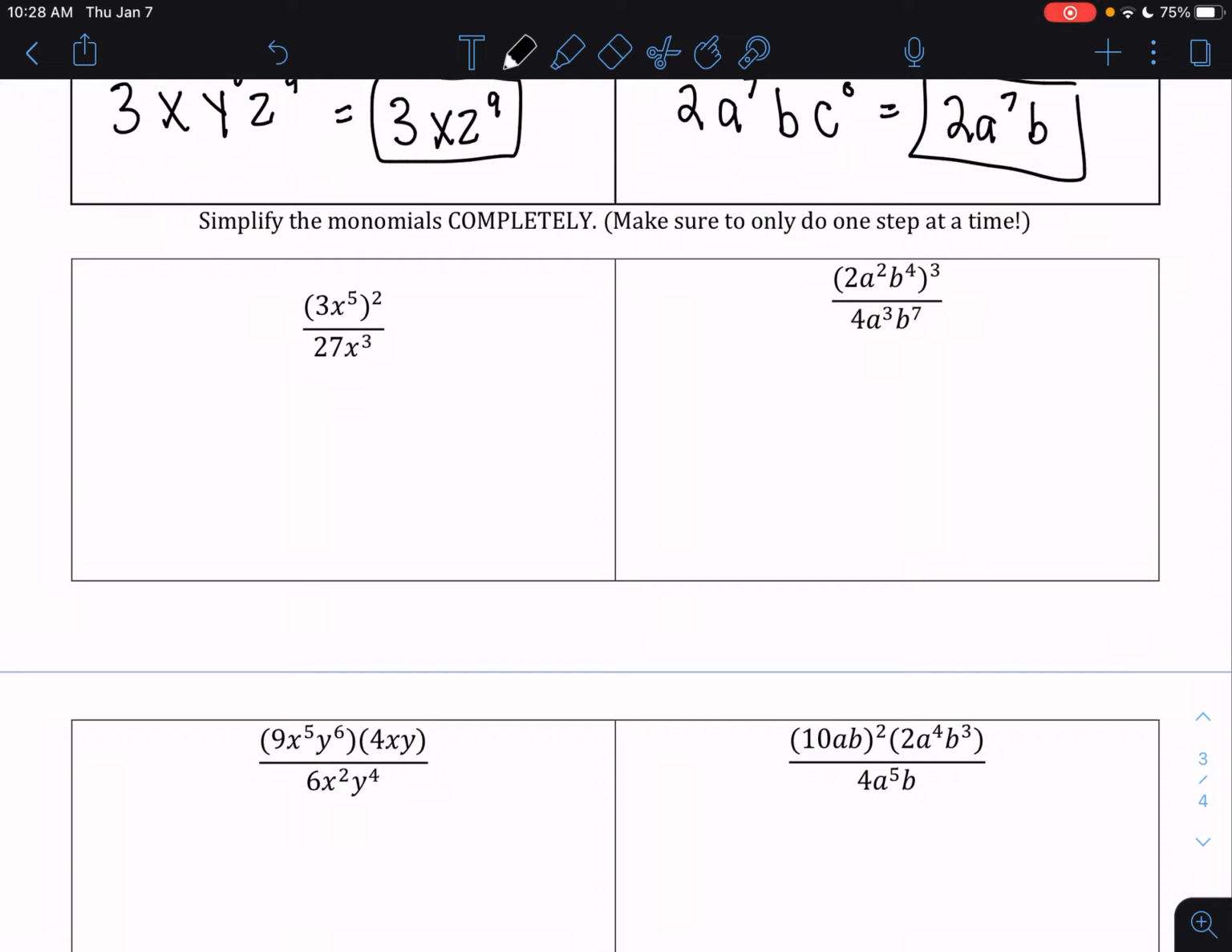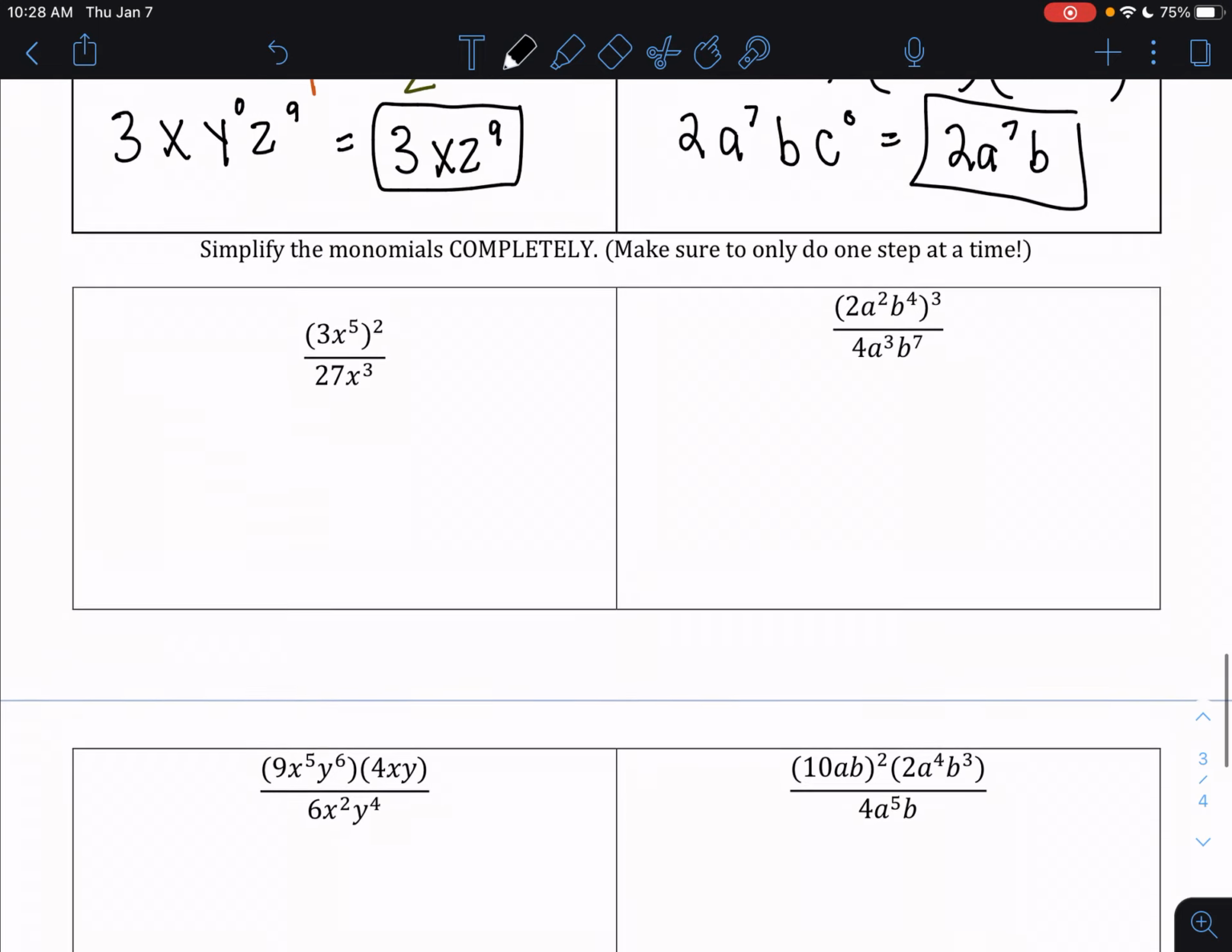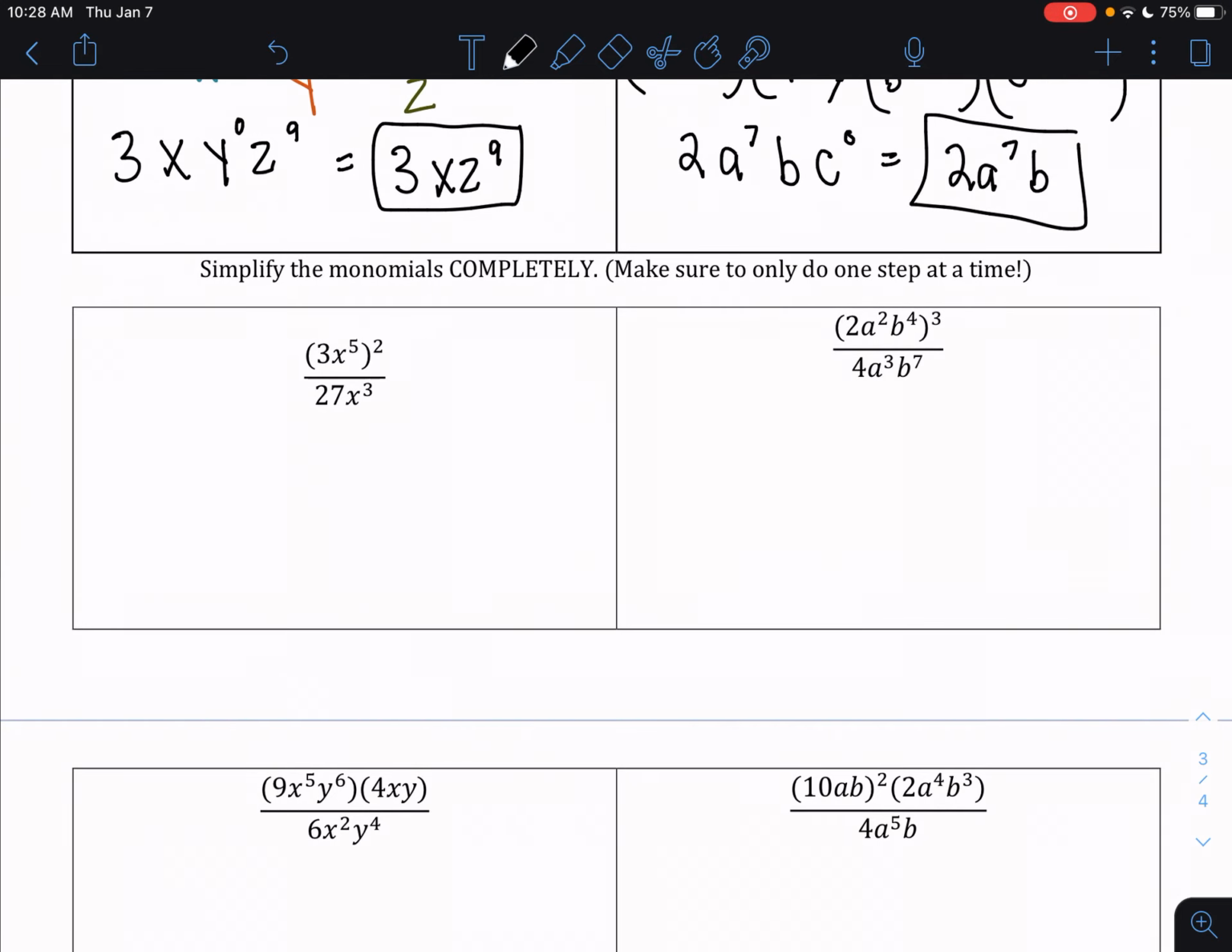So here's where we're getting into simplifying an expression using multiple properties of exponents. So now we're going to combine all of those that we've learned: the product one, the dividing, the power, and we're going to try to do these harder problems. So let's go through this first one. In parentheses, we have 3 times x to the 5th, and then all of that to the 2nd power, and then that divided by 27 times x to the 3rd.